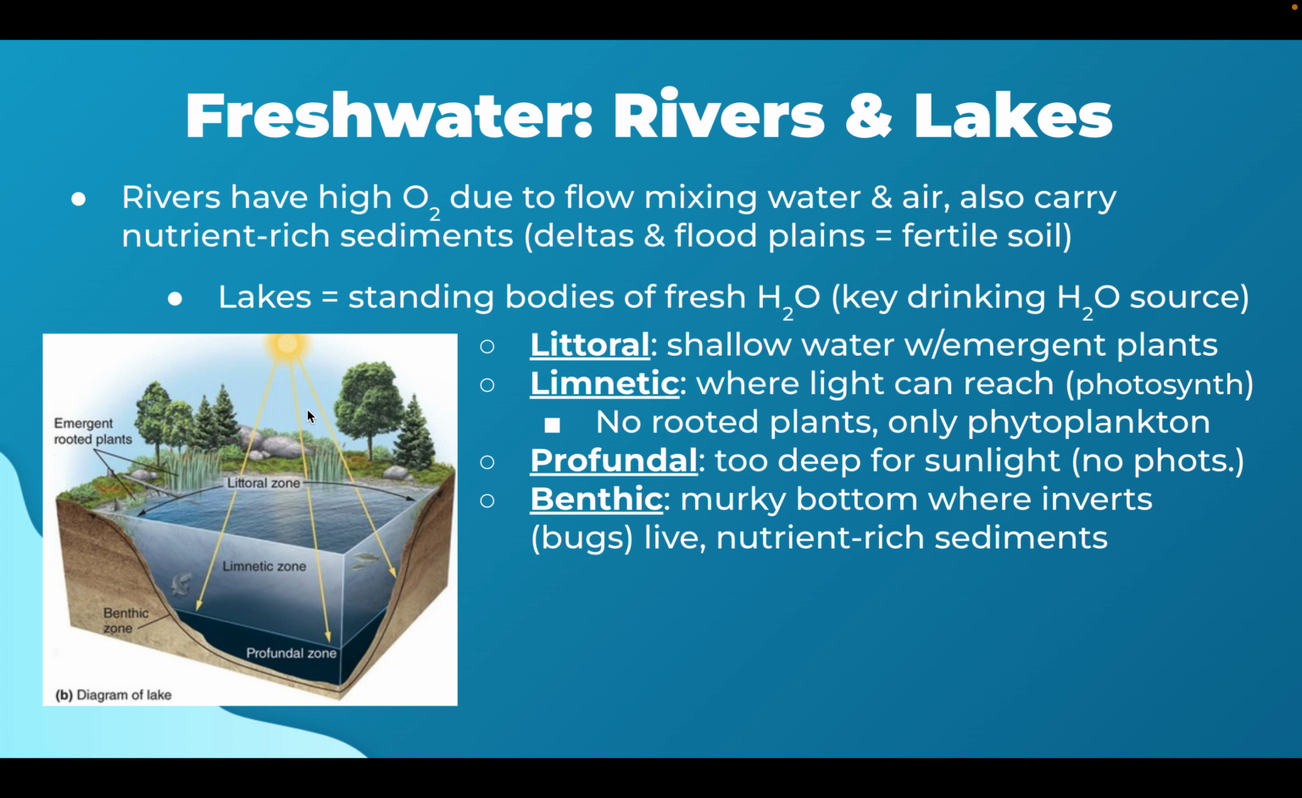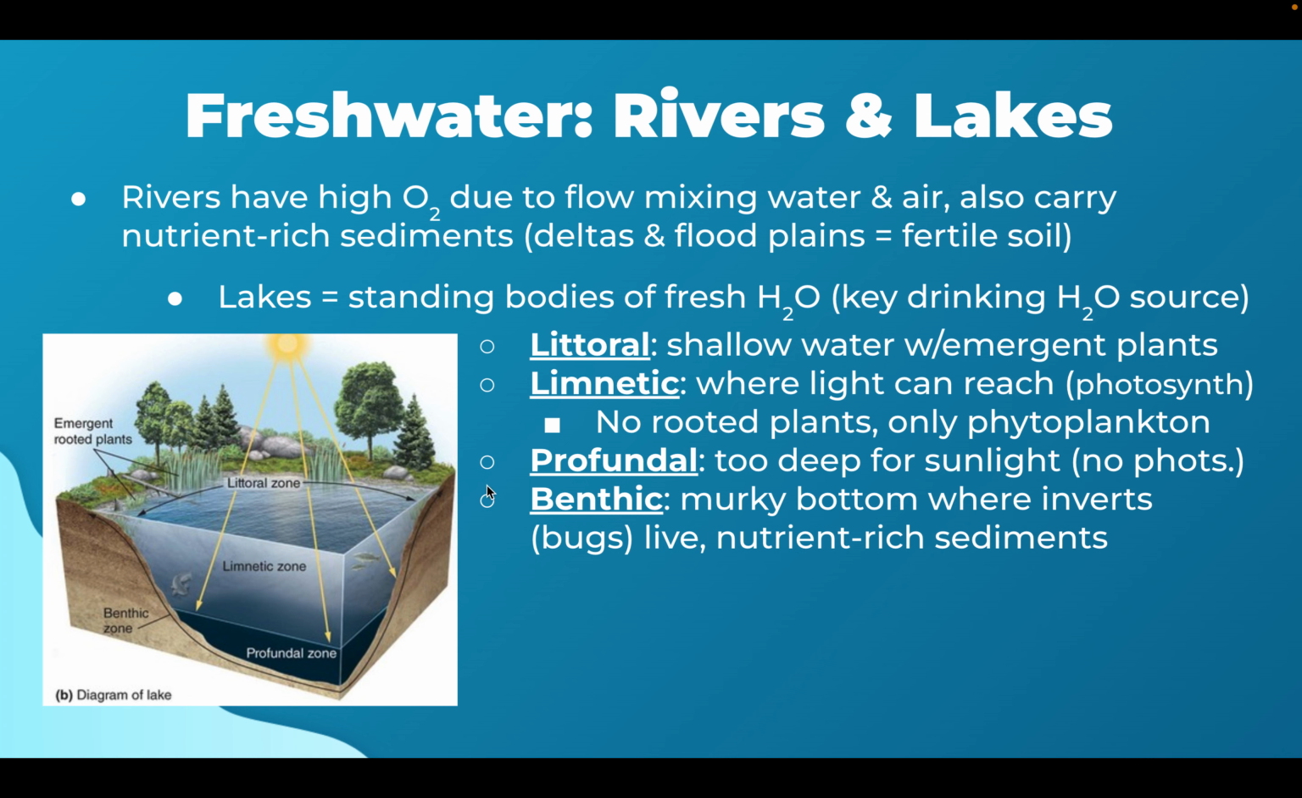The littoral zone, as you can imagine, gets all the sunlight. Notice, as this picture shows, the levels of sunlight, which determines photosynthesis. All these plants are getting a huge amount of sunlight, with lots of photosynthesis happening in the littoral zone. The next zone is the limnetic zone. This is where light can reach, photosynthesis-wise. Light can get down here, but there are no rooted plants. So the photosynthesis is only happening for phytoplankton that are in the water.